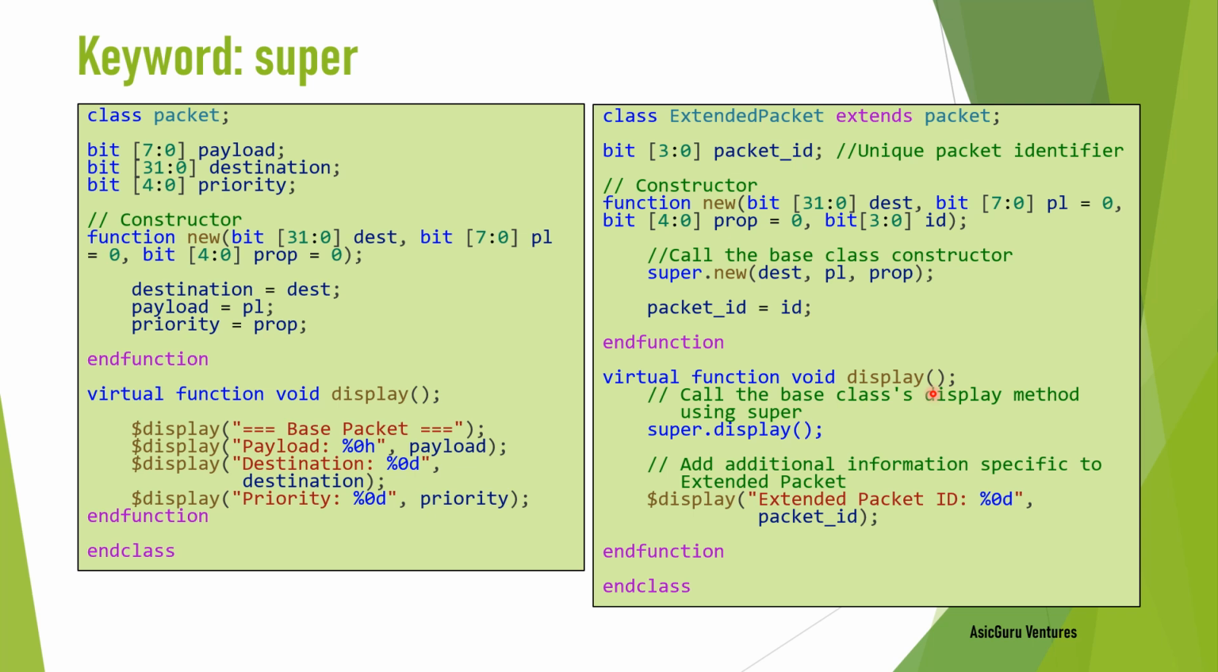In the overridden display method of the extended packet, we are first calling super.display, and then we are adding our own print line to display the packet ID. So when we are calling this super.display, it would call the base class display version, and then we are displaying its own property. So the main point here is super allows us to extend functionality without rewriting everything from scratch, and it makes our code cleaner and more modular.